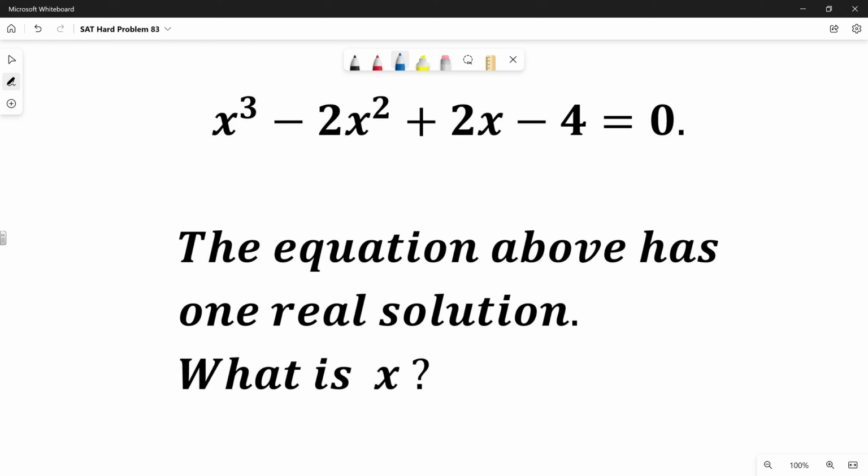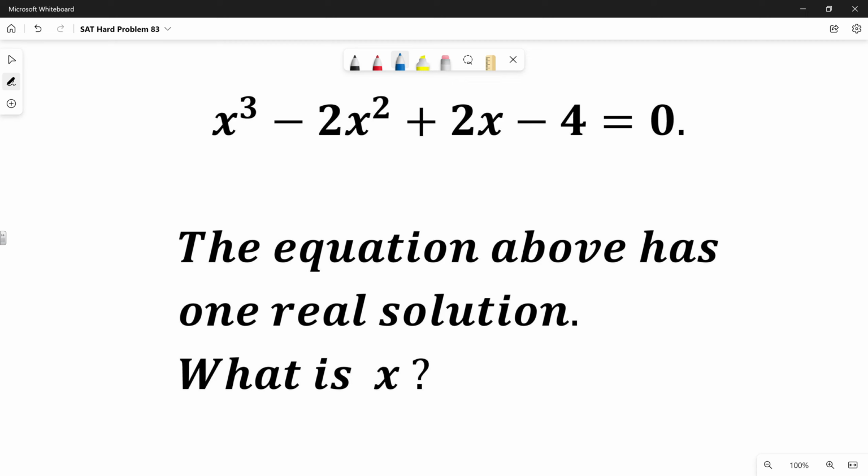x cubed minus 2x squared plus 2x minus 4 equals 0. The equation above has one real solution. What is x? At this moment I encourage you to pause the video and solve it by yourself.